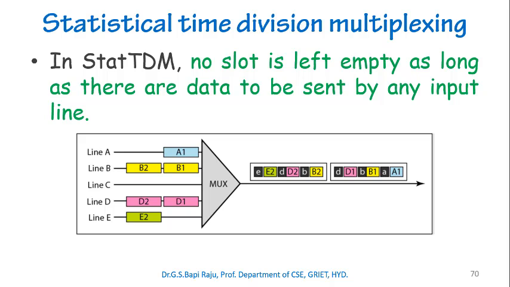So this is the stat TDM, and no slot is left empty as long as there is data to be sent by an input line. If there are vacant slots, you don't allocate.